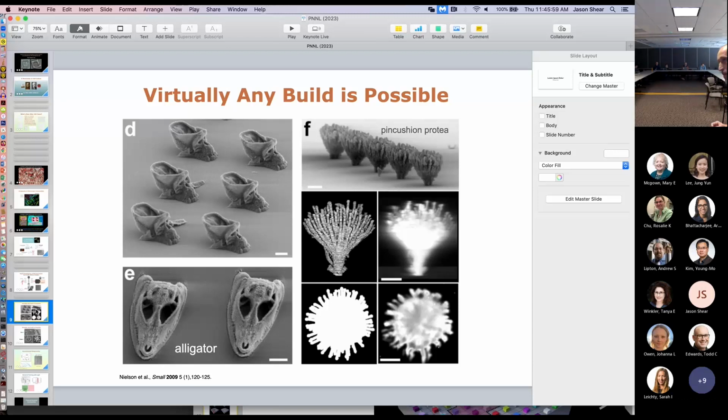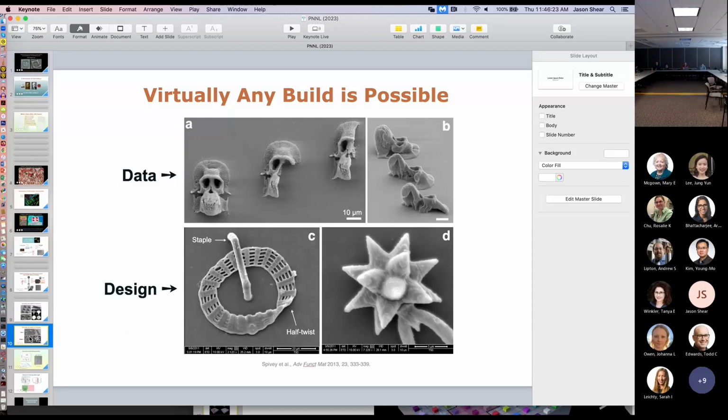So these are a series of structures that my students made by making masks out of X-ray CT data. Those you can download as a stack of images, and you can make binary masks out of those, and you can make something from the Temple of Doom if you want, or alligator skulls. So these are SEM images? These are SEM images, yeah.